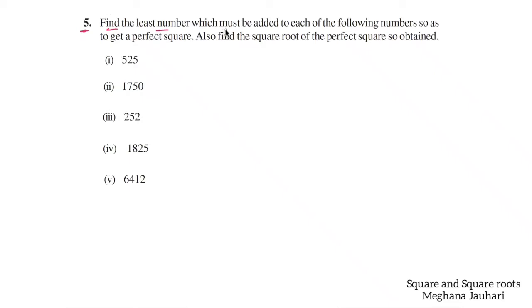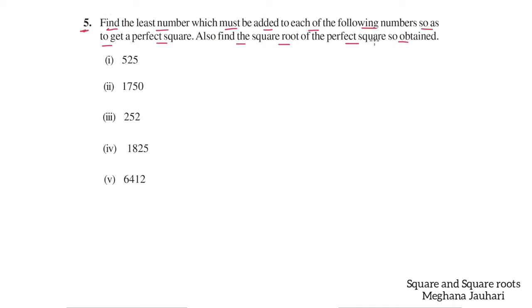In question number 5, we are going to find the least number which must be added to each of the following numbers so as to get a perfect square. So these are the numbers. Each of these is not a perfect square, and we have to find the smallest number that must be added so that we can get a perfect square number. Also, we have to find the square root of the perfect square so obtained.